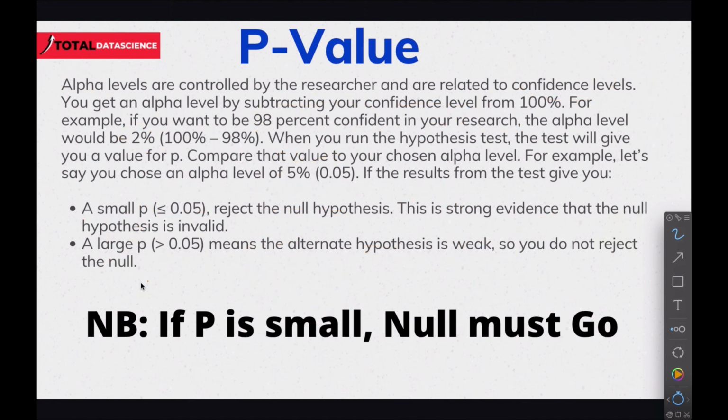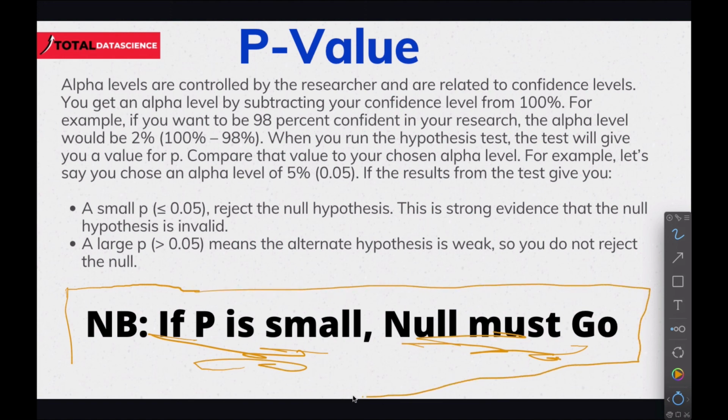Now we have a general rule here which you can always use. If you calculate the p-value and it's small, then the null must go, that is, you have to reject the null hypothesis. So we generally say that if p is small, null must go. That's the general rule that you can take.